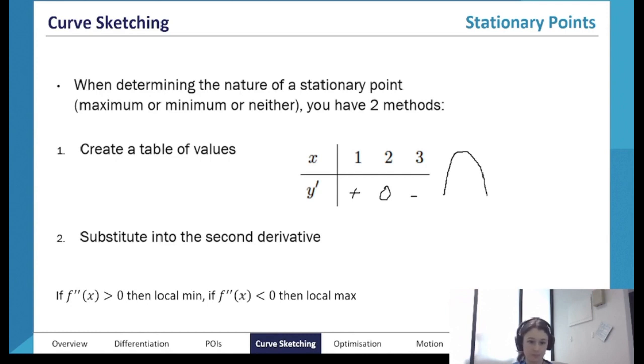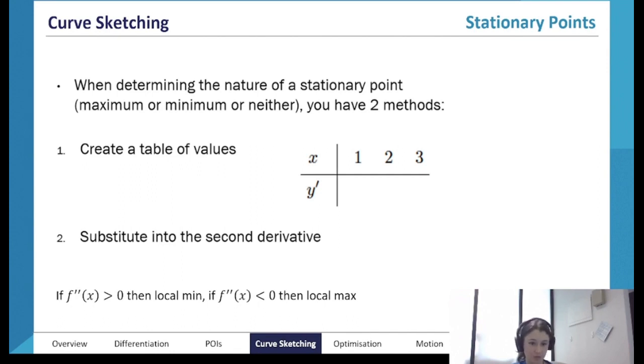Now, if we switched this around, with the opposite scenario, negative and then positive, our curve is going to be decreasing, then reach 0, then be increasing. So it is a local minimum point. That is how we can use a table of values, and what we often call this is the first derivative test.